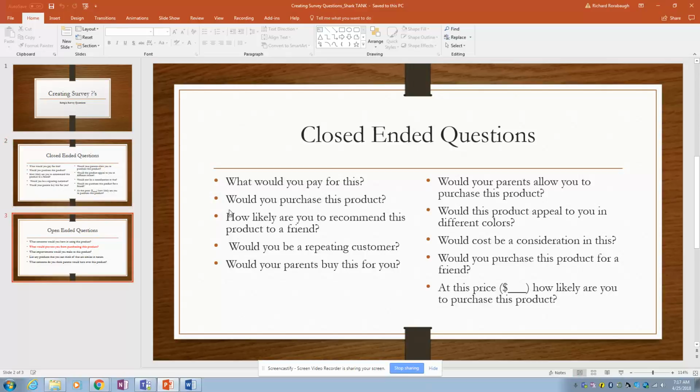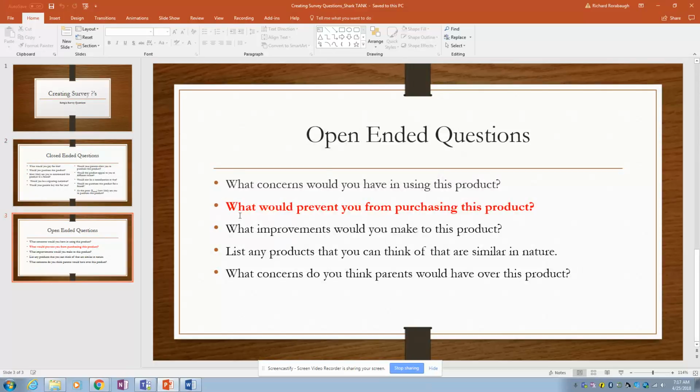Okay, the next thing is you need to have some open-ended questions. These are questions where they get to type in their own answer. They're free to answer how they choose. The one that is listed here in red, what would prevent you from purchasing this product? That one right there, that one's required because you're going to need that information in your business plan.